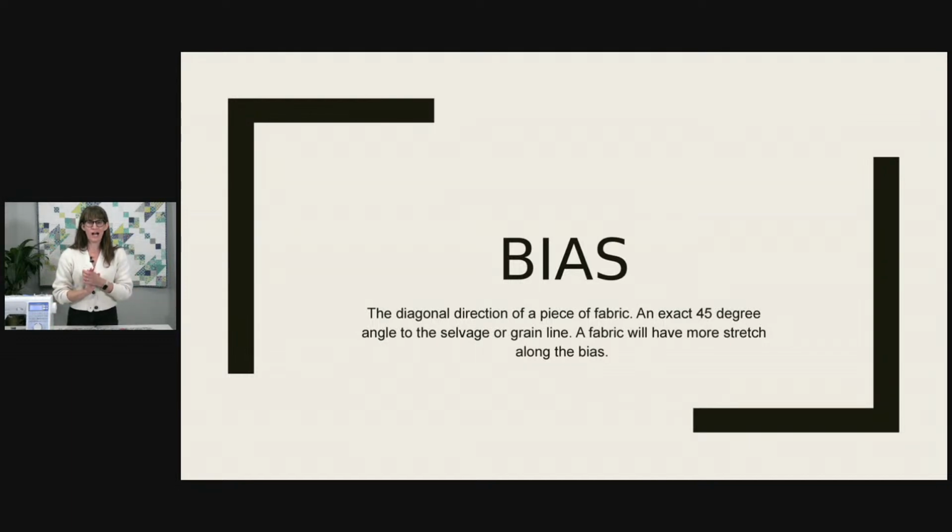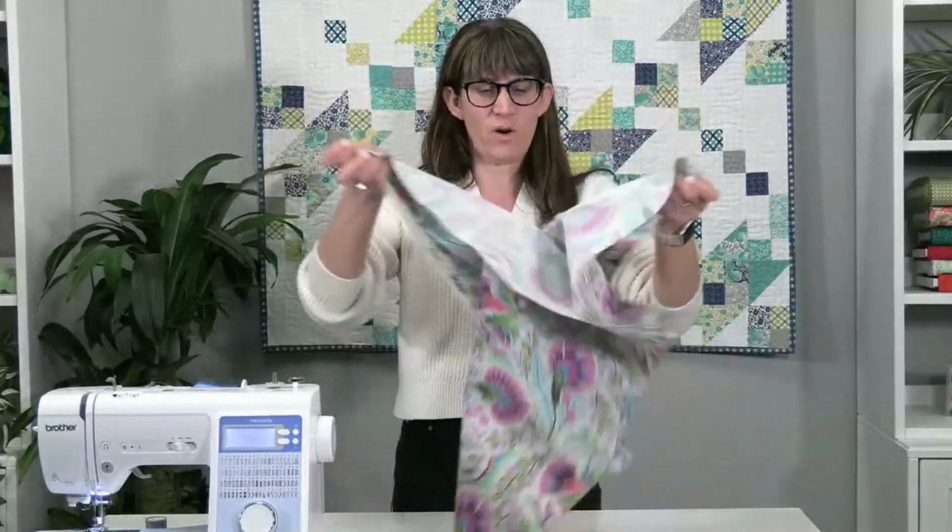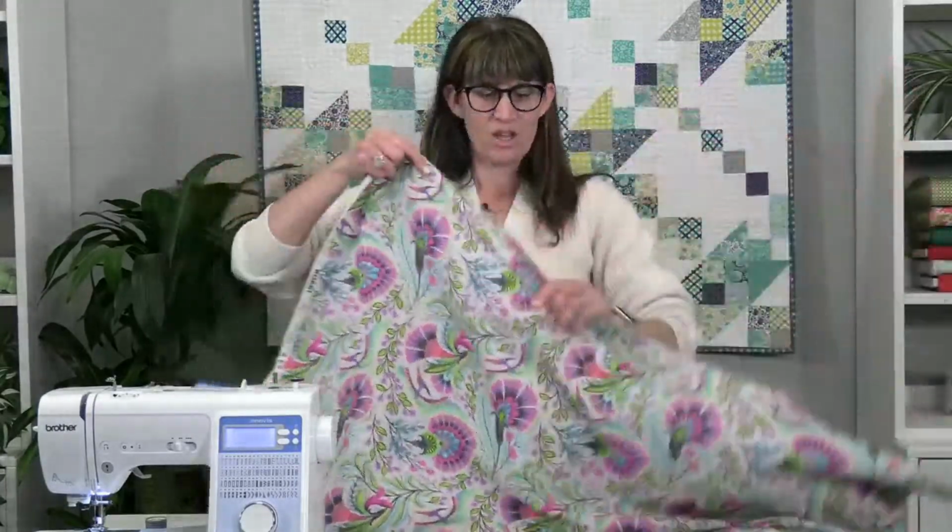And then finally, one that definitely confuses a lot of people: bias, right? So we're going to talk about the grain of the fabric, okay? Bias is the diagonal direction of a piece of fabric. It's a 45-degree angle to the selvage, from the selvage to the grain line, and this provides the most stretch in fabric. So let's look at this piece of fabric here. Once again, I've got this big old piece of fabric.